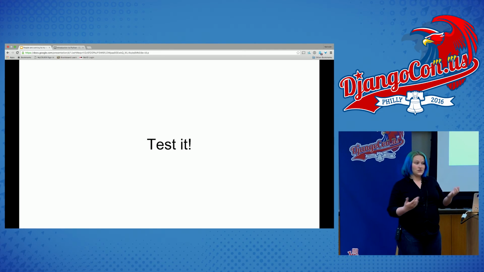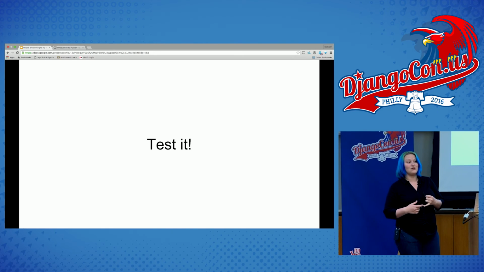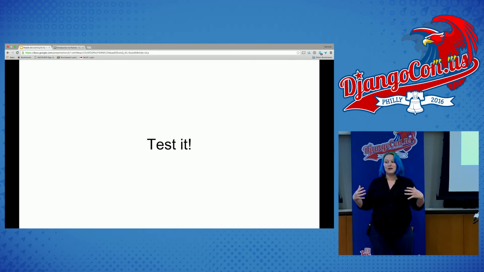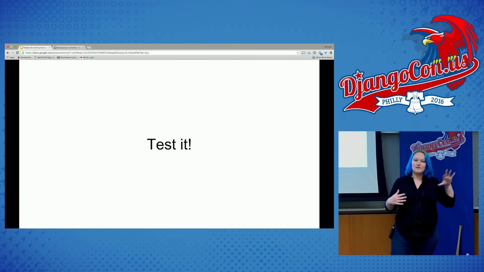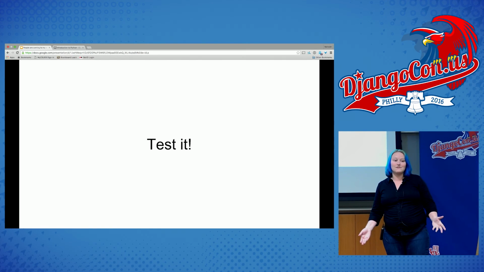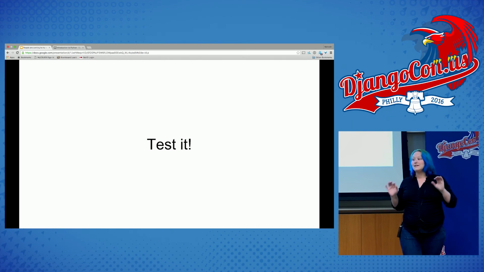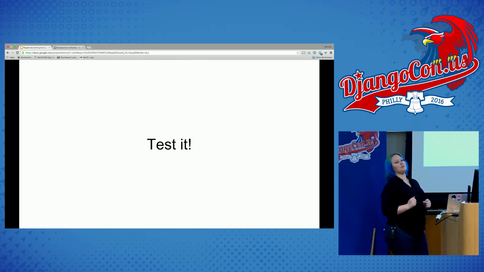When I was student teaching, we had to turn in our lesson plans, but we could not turn them in until we'd had them checked by 3 other classmates. It doesn't matter if they're at the same level as you, if they're more advanced than you, if they're not as advanced as you, they will find something. Test it, please. It will make everybody's life better.